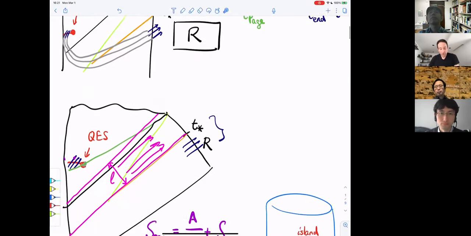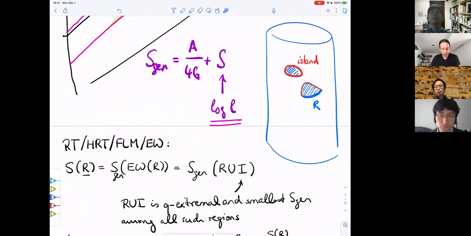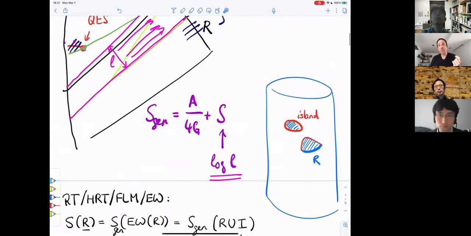The Ryu-Takayanagi prescription, or its generalization by these folks, requires that this region be stationary under small variations of its boundary in any direction, meaning stationary in the sense that the generalized entropy does not change at first order under any such variation. And I haven't shown that I can find such a region. Okay, so that's actually the hard part.